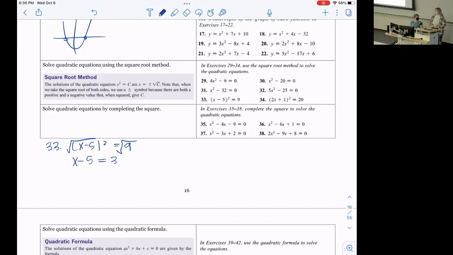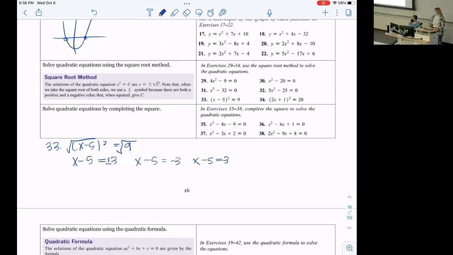But when you take the square root of 9, you can either be given a -3, because -3 times -3 is 9, or a +3. So just remember that this is a plus or minus 3. And then you can break that up into x minus 5 equals -3, and x minus 5 equals 3. And then solve for x.